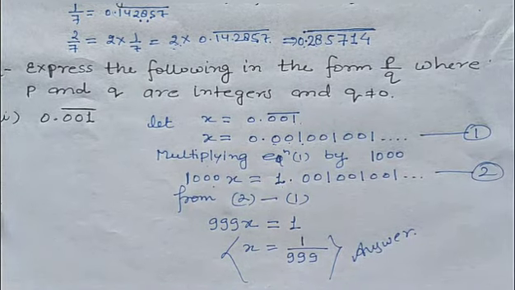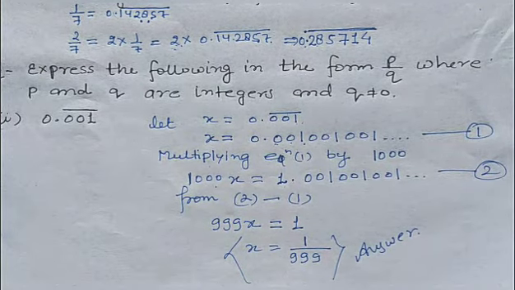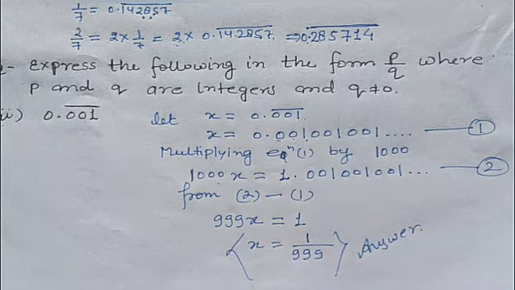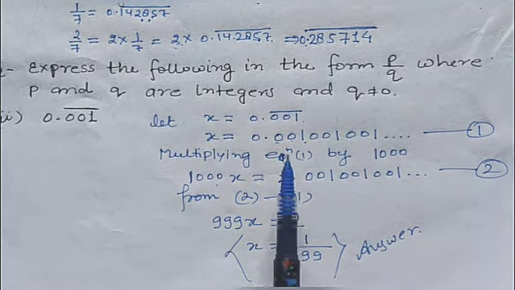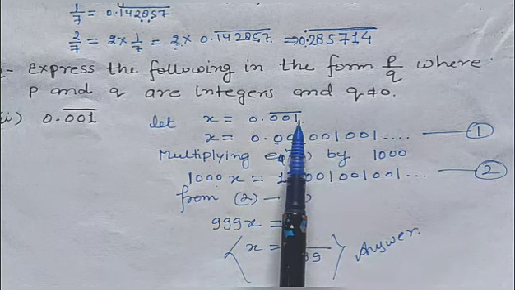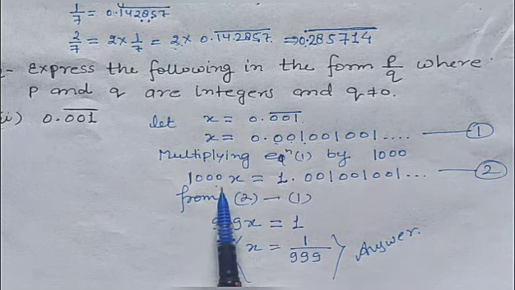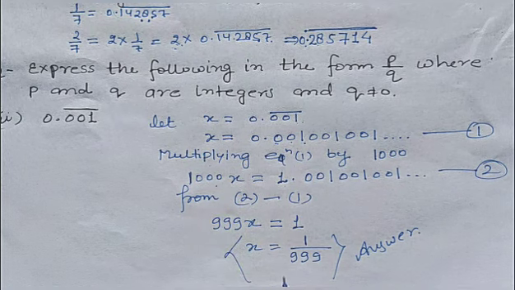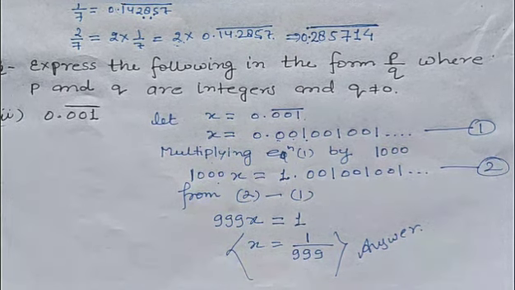Okay, simply you can represent it in the form of p by q. You only have to focus on how many digits are getting repeated. The number of digits getting repeated, you have to shift to the left-hand side, and then you can simply solve it like this. Okay.